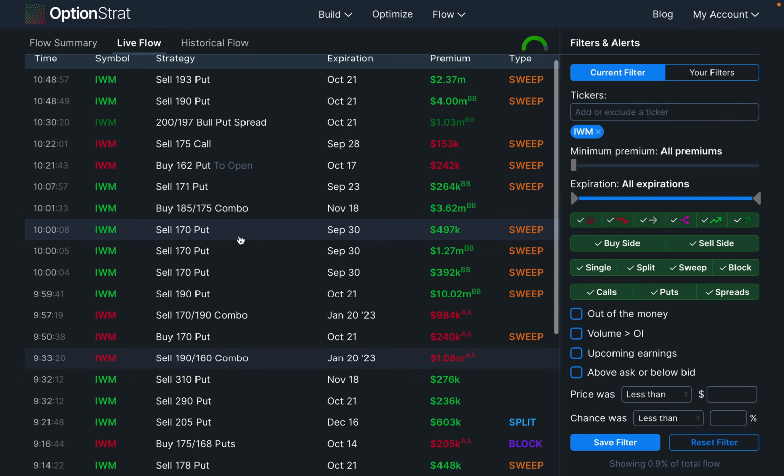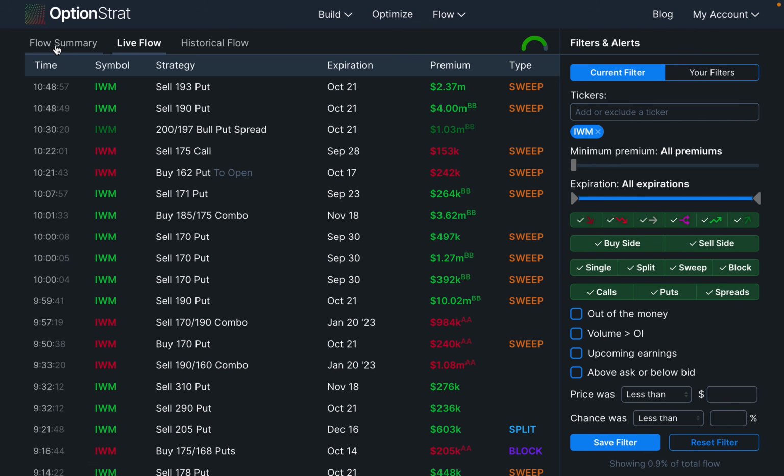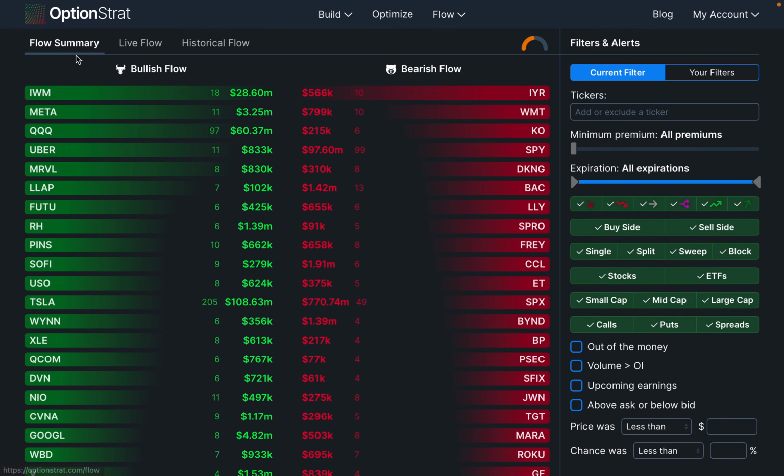So again, here you can kind of take a look at all the different trades that it's detected for IWM for the day. And again, the strategy is here, expiration, premium, and the type. And we'll get more into that here in a second, right? So anyways, that's this first tab here. Again, this is the daily flow summary here.